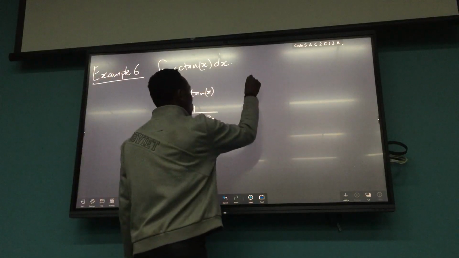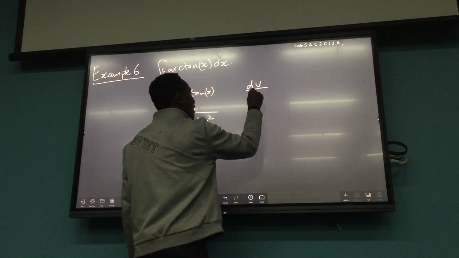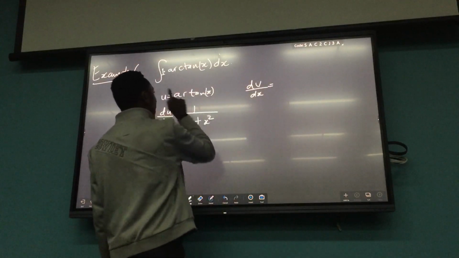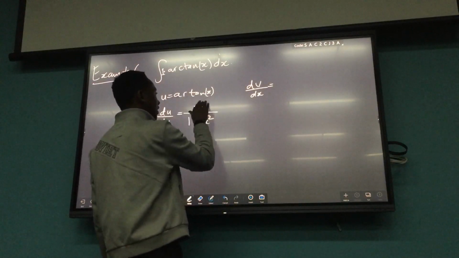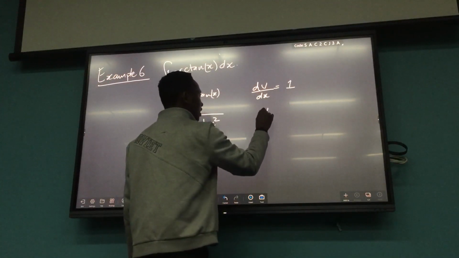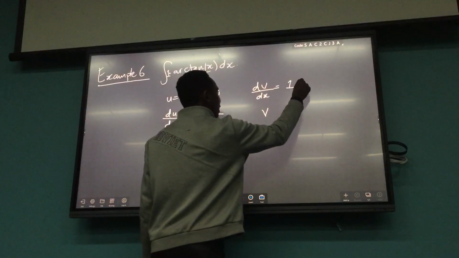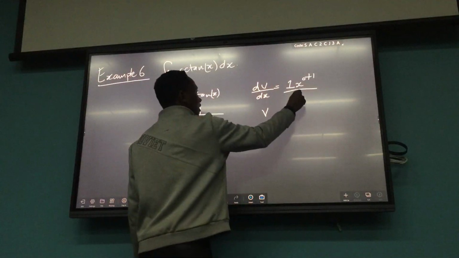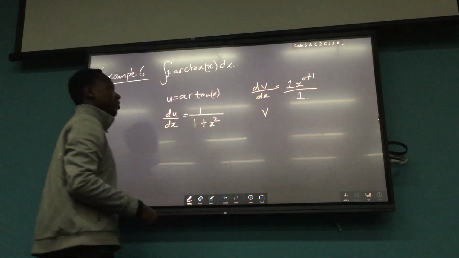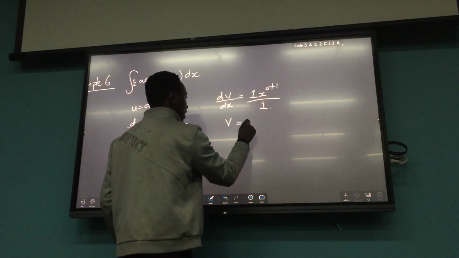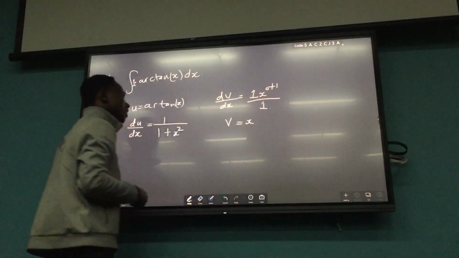Then automatically what's left of our integral is our dv dx. The 1 that we have there after choosing u as arctan is going to be our dv dx, meaning v is just the integral of 1, x to the power 0. We add 1 to the power, then divide by the resulting power. So that's going to give us x over 1, which is just x.